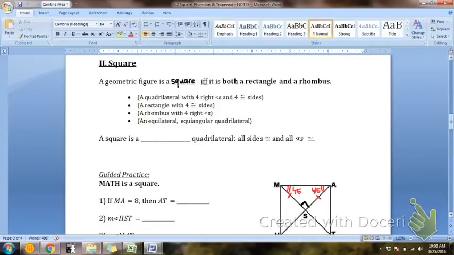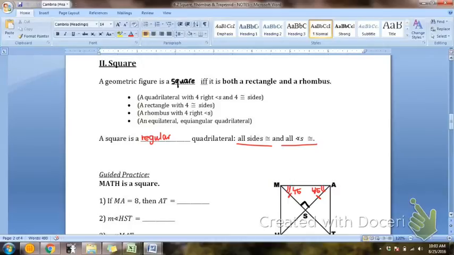Okay? So a square is a regular quadrilateral, we use this word regular, because all the sides are congruent and all your angles are congruent. A square is, everything is perfect in a square, if you want to think of it that way.